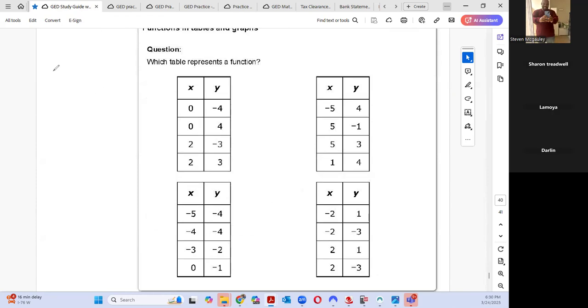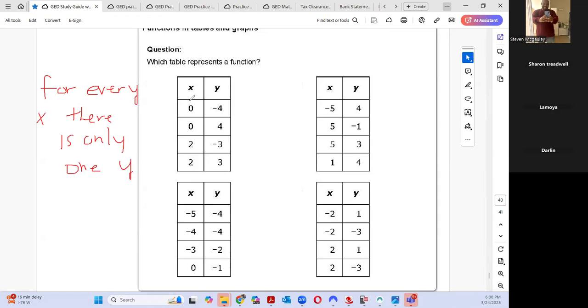What makes something a function? You got to remember this. I'm listening hard because I just be putting numbers in the boxes. For every x, there is only one y. Let me write that down. For every x, there is only one y.